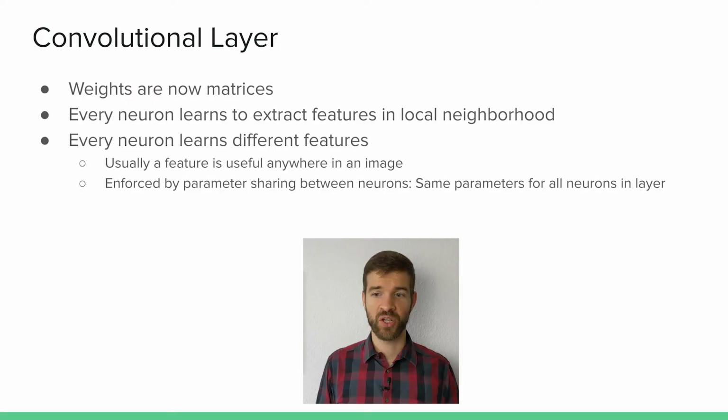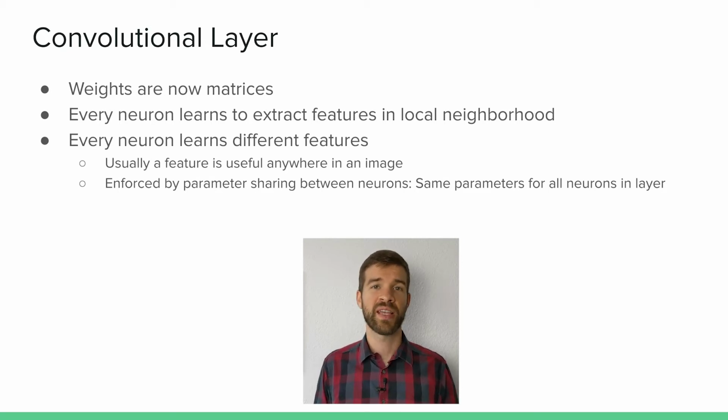So when you think about extracting features from an image, these features are typically useful anywhere in the image. So if one neuron is successful in figuring out that there is an eye, well, that eye could appear probably anywhere in the image. So we would like to reuse that knowledge, and to enforce this, we're doing so-called parameter sharing between neurons. So all the parameters that we use for all neurons in a single layer are the same. We fix this to only have one set of parameters for all the neurons in a single layer.